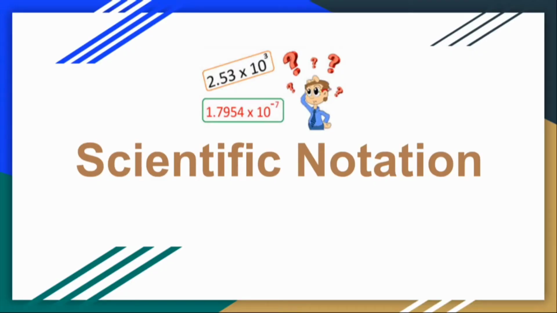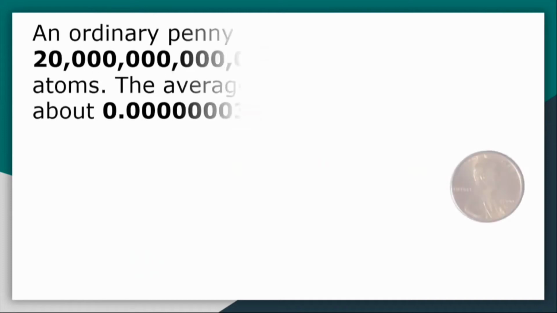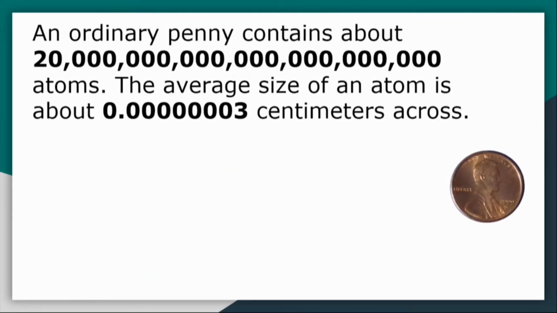Scientific notation. An ordinary penny contains about 2.0 times 10 to the 22 atoms. The average size of an atom is about 0.00000003 centimeters across.